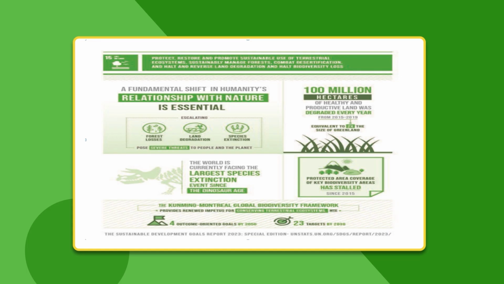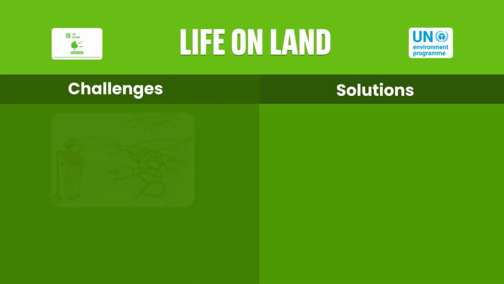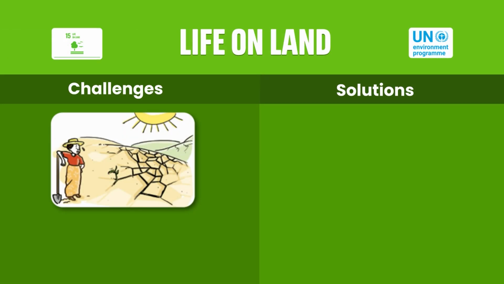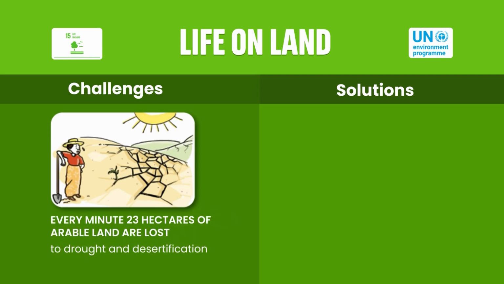At the same time, because of our dependence on natural resources, around 100 million hectares of healthy and productive land is degraded every year. The world is currently facing the largest species extinction event since the dinosaur age. If you look precisely at the challenges to achieve SDG 15, as I mentioned a few seconds back, degradation is happening every minute.